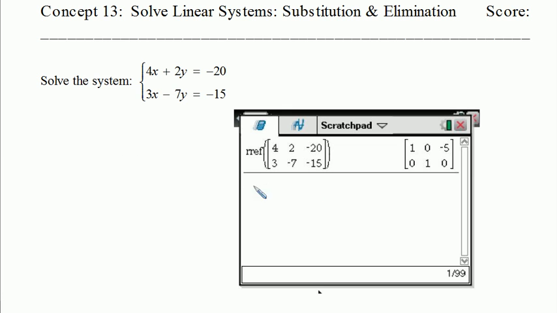So this is telling me that x is -5 and y is 0. The answers are found in this last column over here. The x value is -5 and the y value is 0. Why? Well, because this is my x column in the matrix. Notice the 4 and the 3 are in this first column. This is my y column in the matrix. Notice the 2 and the -7 are in the second column. So I've got an x value. 1x is the same as -5 and 1y is the same as 0. So my solution there is -5, 0.